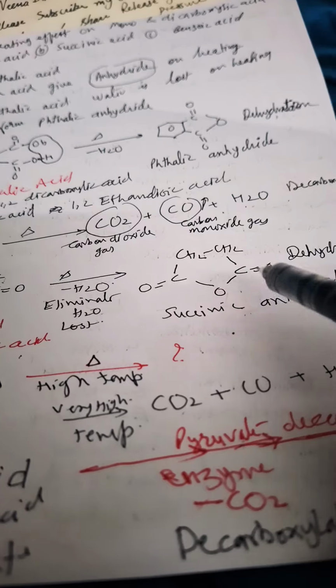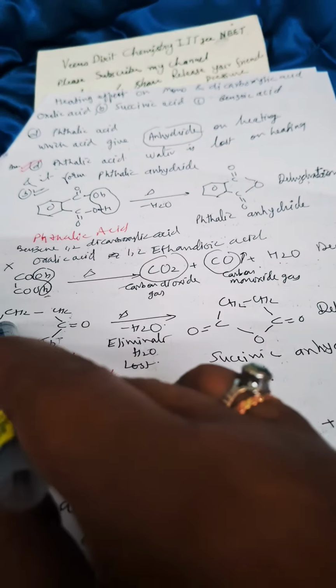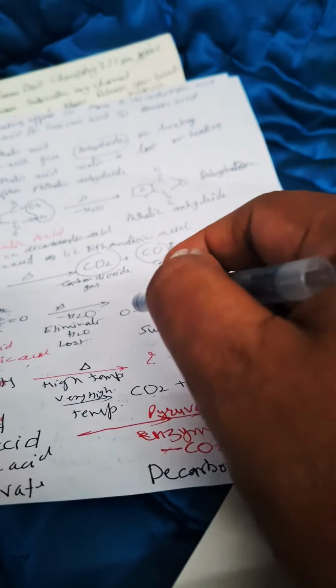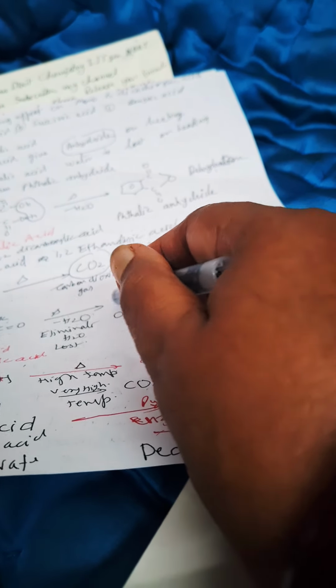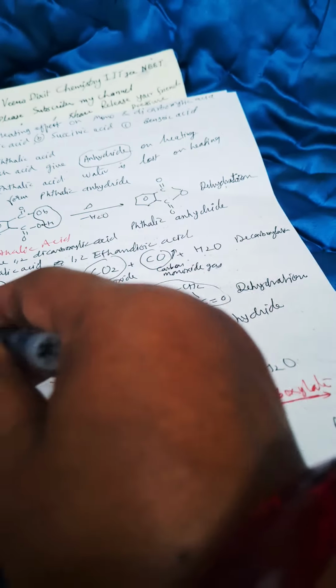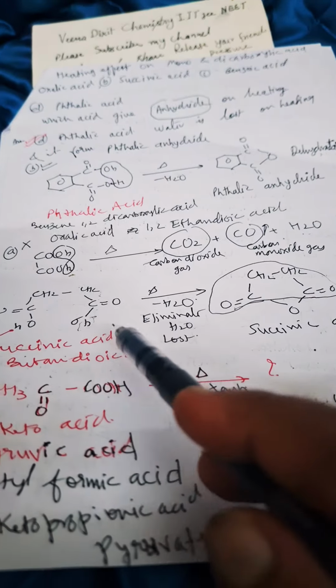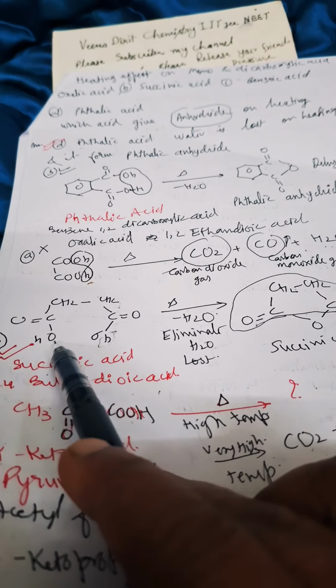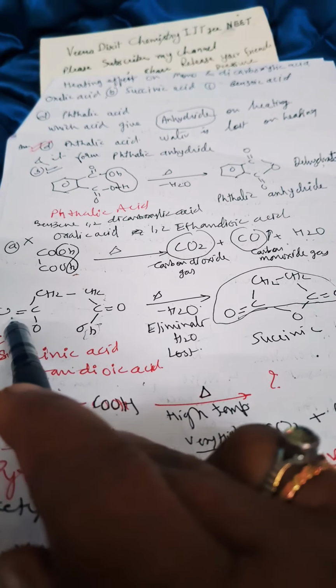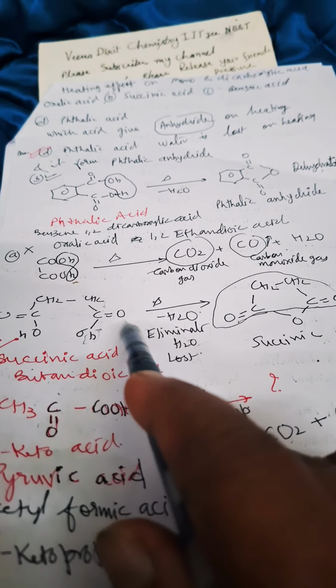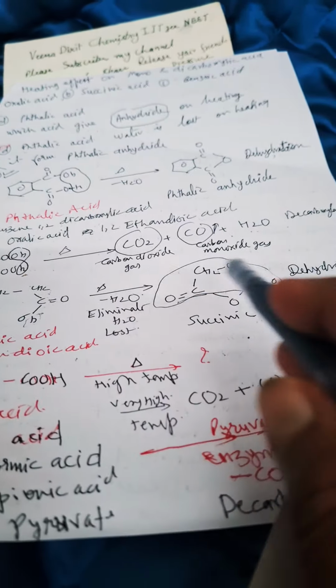Draw the structure. See, C double bond O, this will remain as such. This whole will remain as such. I will tell you this will remain as such. Clear? So that is why draw just like me. My drawing: C double bond O, CH2, CH2, CO. Then when water is lost, all these things will be out. Only these two carbons are connected with O.